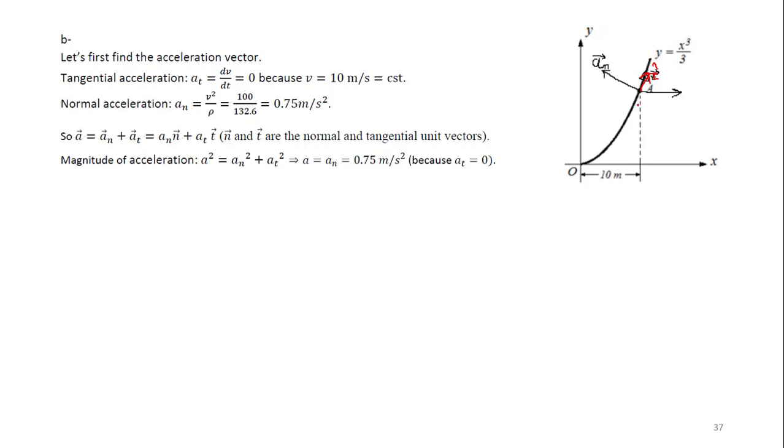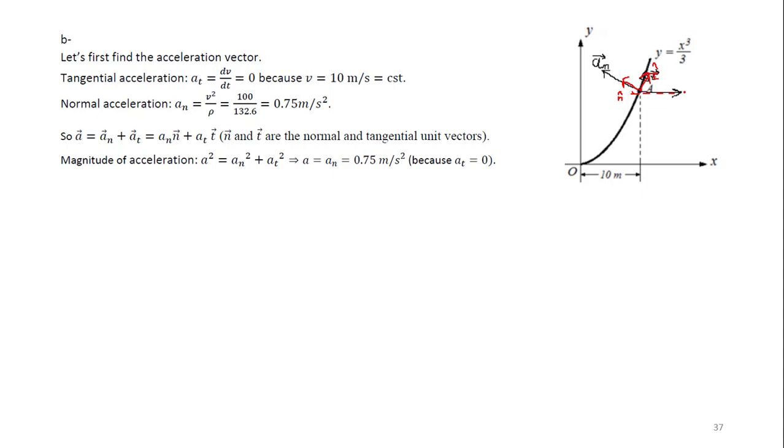We can also draw the normal unit vector. It's a vector perpendicular to tau and directed toward the center of curvature, so this is n. So we can easily draw an, it's along n, and the acceleration is along n. So we need to find the direction of an. We need to determine the angle between the x-axis and an. So here we have two angles.